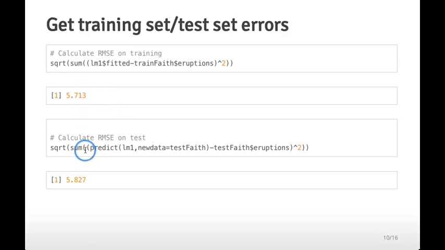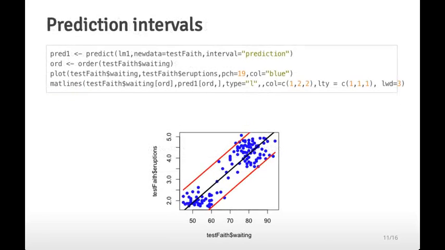Then on the test set, if you do the same thing, we're now going to use the predicted values from the LM on the test set, and we're going to subtract the actual values, which we know in this case, of the test set data points, and we can calculate the root mean squared error on the test set. It turns out to be slightly higher, 5.827. So in general, when you build a model on a training set and then test it on a testing set, the test set error will be slightly larger than the training set error.